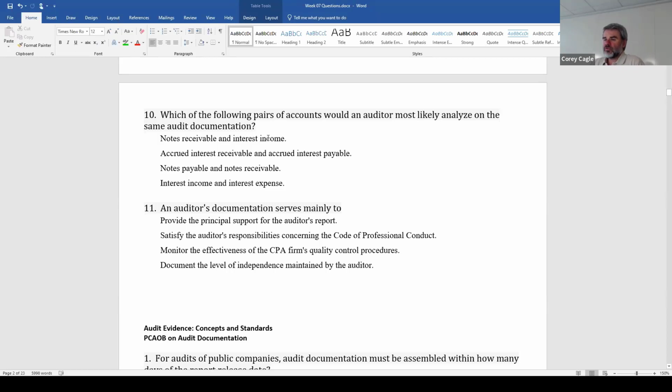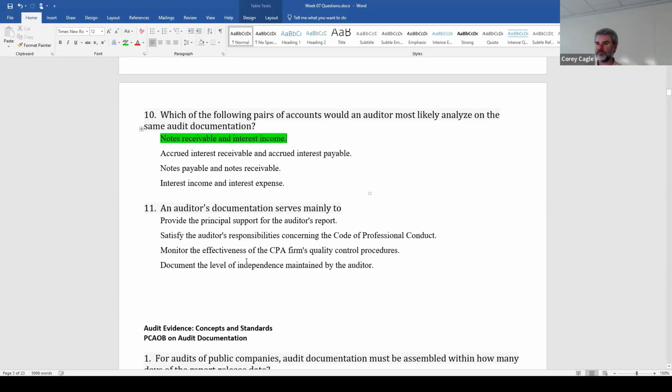Note receivable and interest income. That seems very related, right? Note receivable is an asset, and interest income results from that receivable. That would be a nice, neat work paper where you are able to test the receivable, test the income. There it is, right in front of you all together, right? That's it. That's the answer.